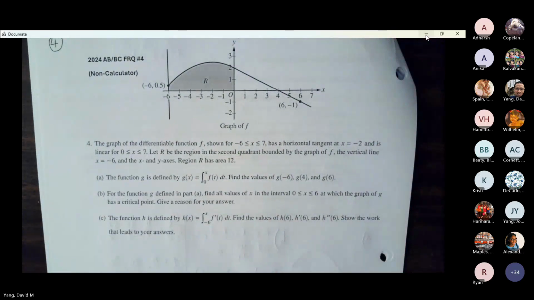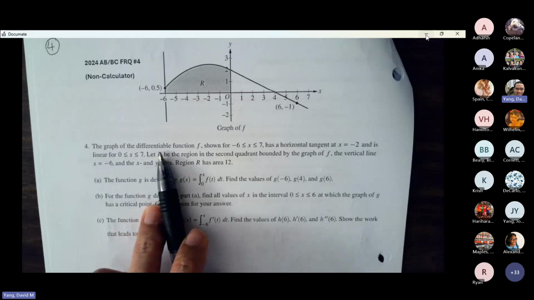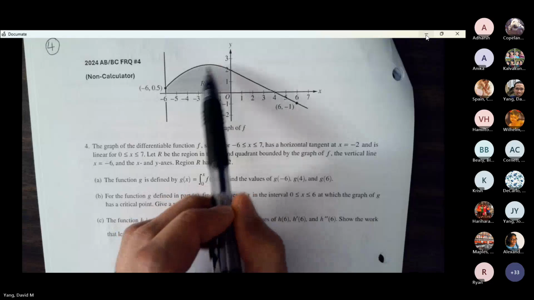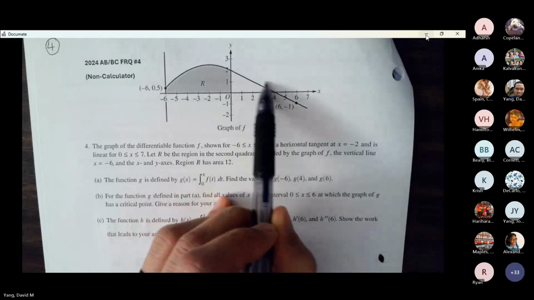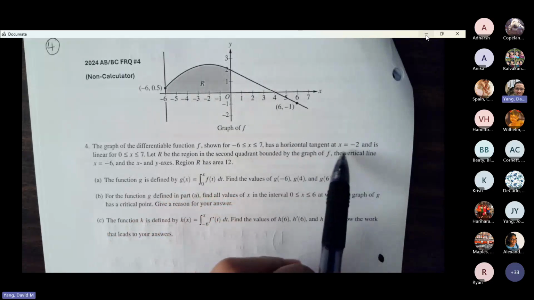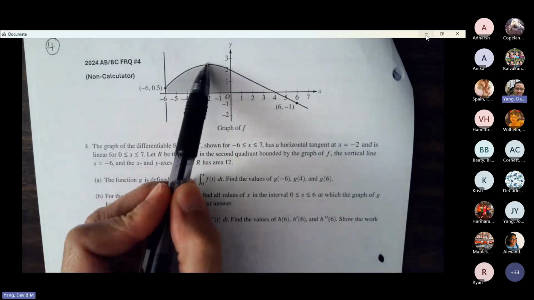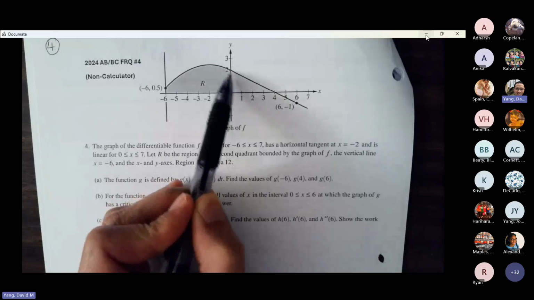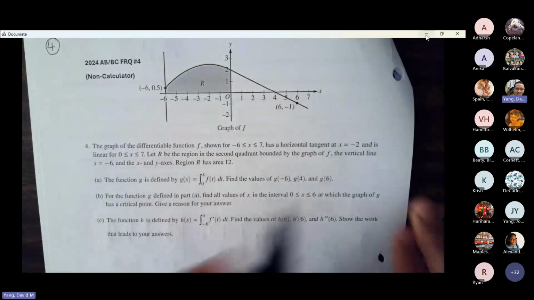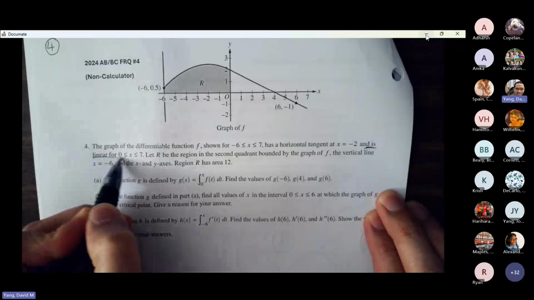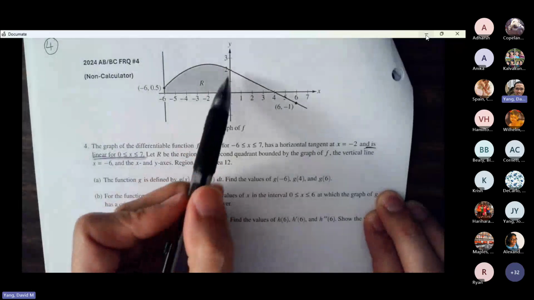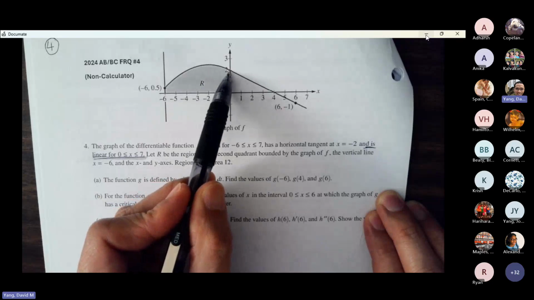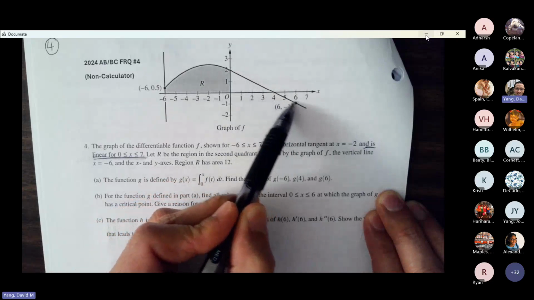Okay, the graph of a differentiable function f. So smooth curve, slope is defined. Has a horizontal tangent at x equals -2. So at -2, this is telling us that there's a slope of 0 here at the top of this curve, and is linear for 0 to 7. So the graph is going to turn into a linear graph from 0 to 7. So here it's a curve all the way up to 0, and then after this point, it's just going to be a diagonal line.